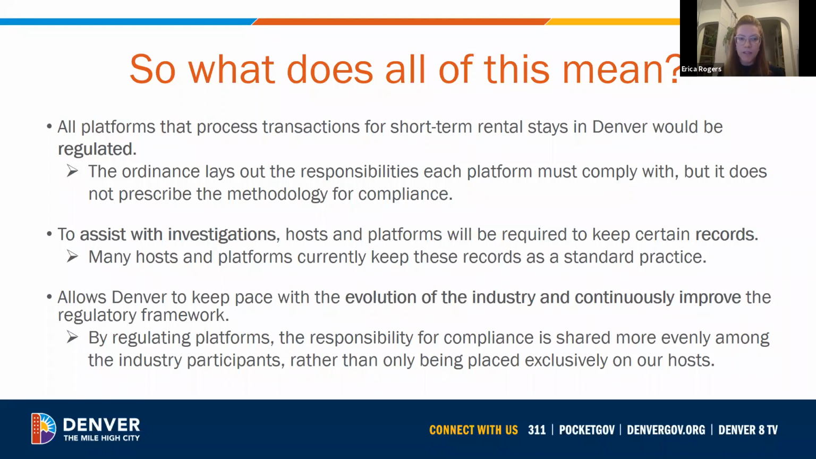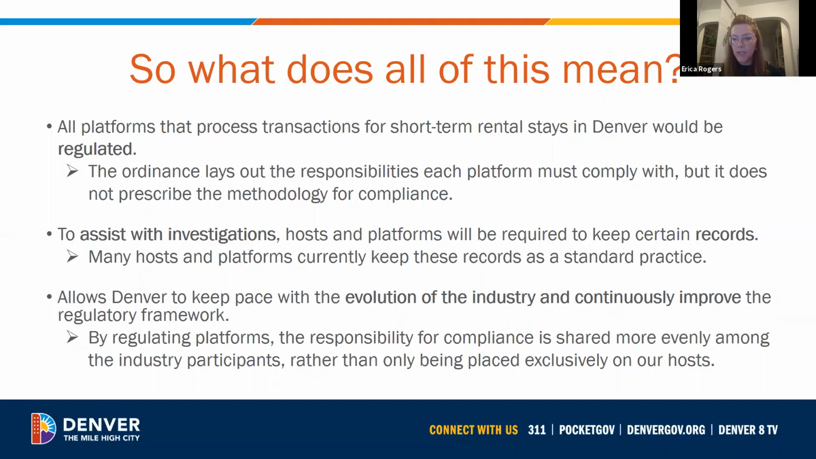And all of this will allow us to keep pace with the evolution of the industry, continuously improving by ensuring that the regulatory responsibility for a compliant short-term rental industry in Denver is not only shouldered by hosts, it's shared by the platforms who make a lion's share of the profit here in Denver, and across the globe from the hosts that are doing the work.